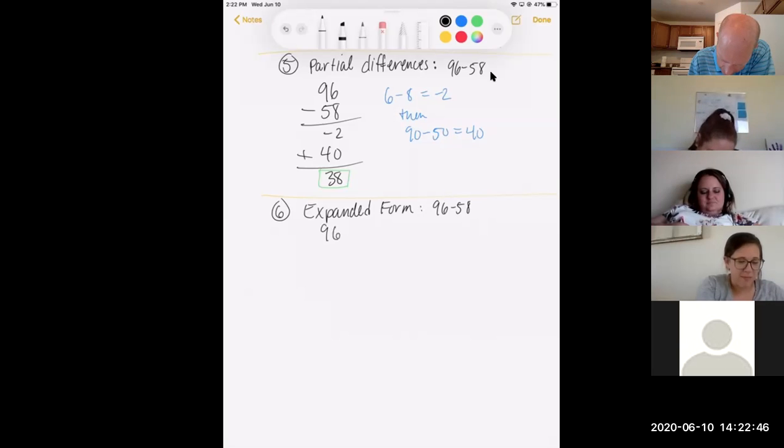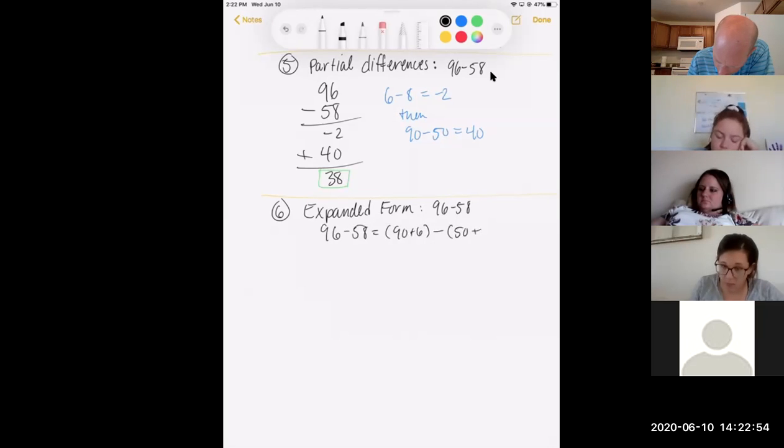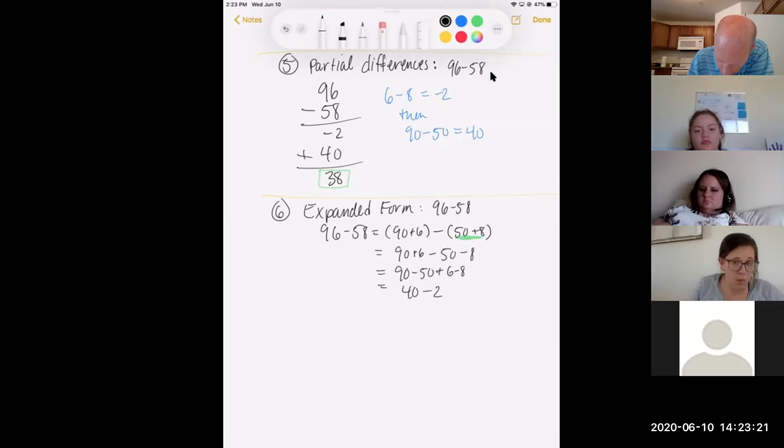So we have 96 minus 58 is equal to 90 plus 6, subtract 50 plus 8. And we have our 90 plus 6, subtract 50, subtract 8, because I'm subtracting both of those. I need to subtract both of them at the same time, and in order to do that, we have to subtract them by parts. That's why it works out that way. We have 90 minus 50 plus 6 minus 8. So here's the 40. And then instead of saying negative 2, I'll just say subtract 2, because subtraction and negatives are the same thing. You get 38.